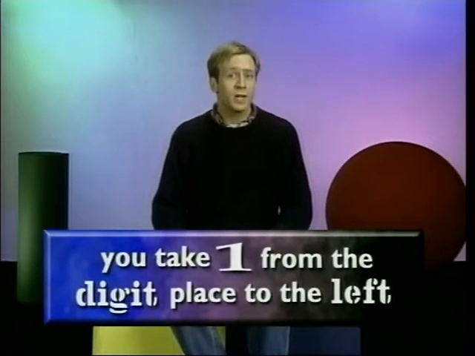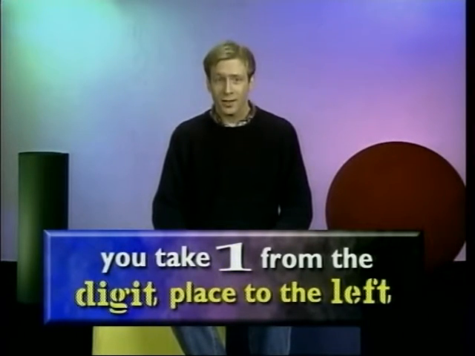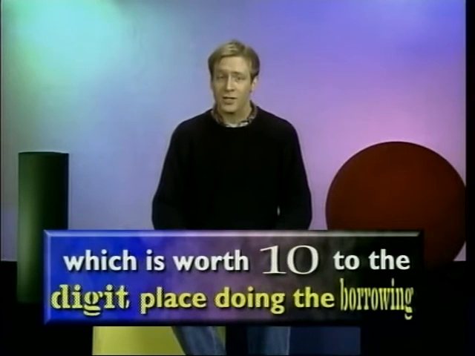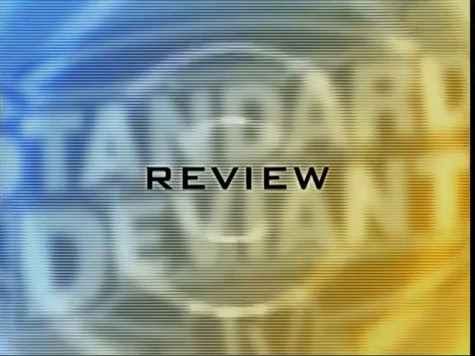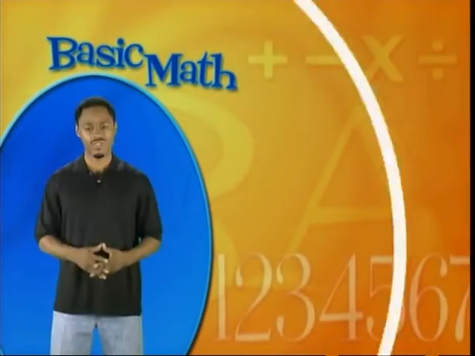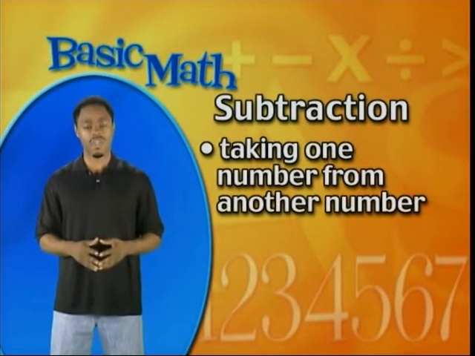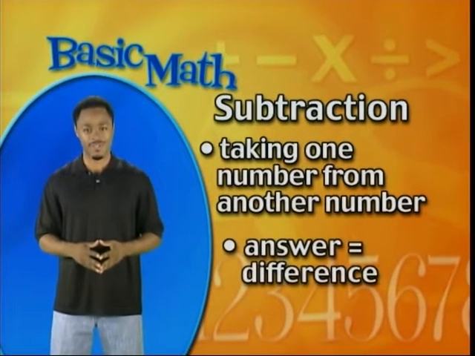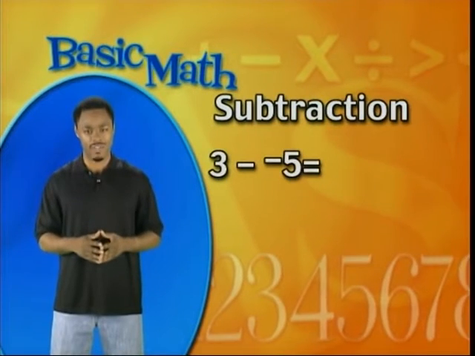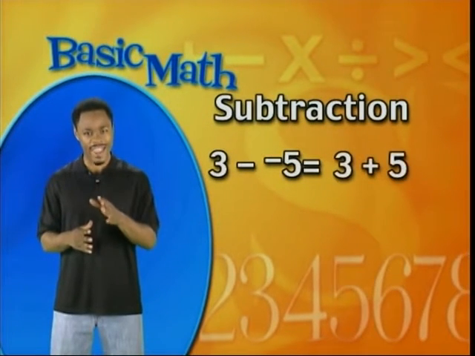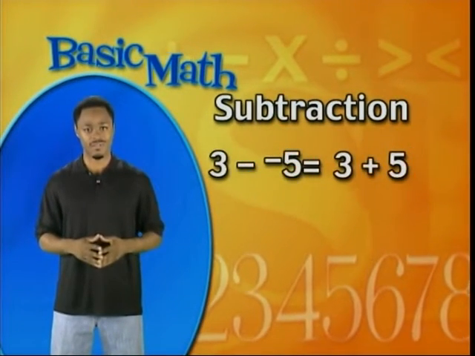When you borrow, you take 1 from the digit place to the left, which is worth 10 to the digit place doing the borrowing. We're just about done with our program on subtracting integers, so let's review what we've covered today. When you subtract numbers, you're taking one number away from another. The answer you get is called the difference. When you subtract a negative number from another number, you actually add the positive value of that number.